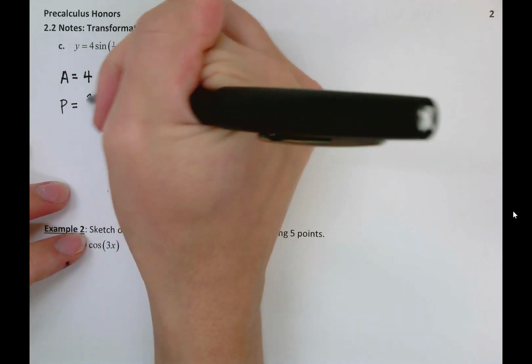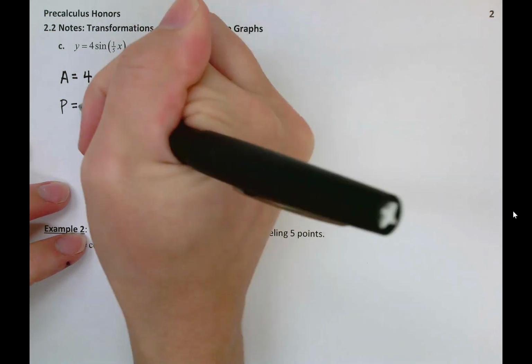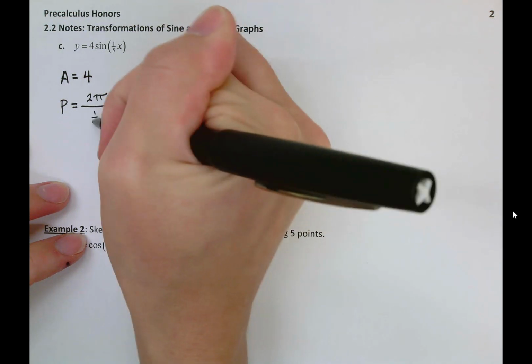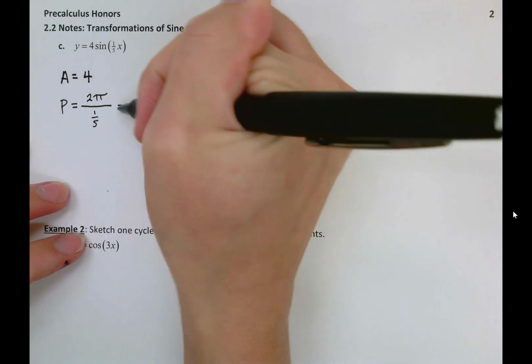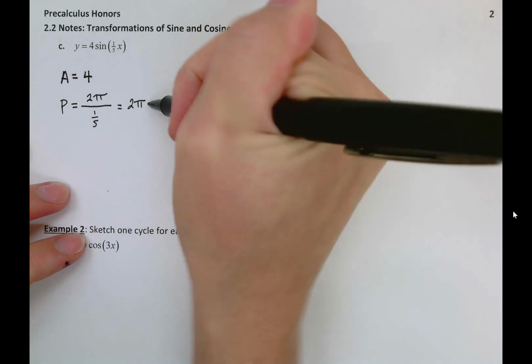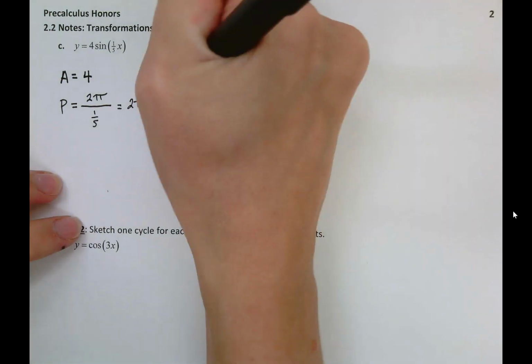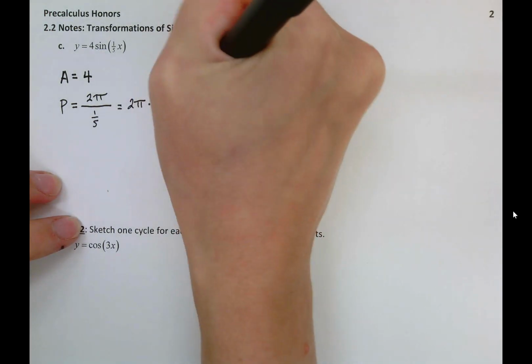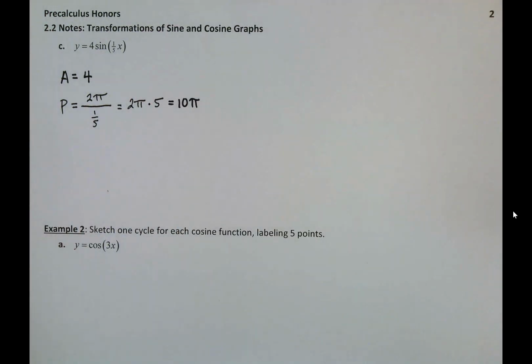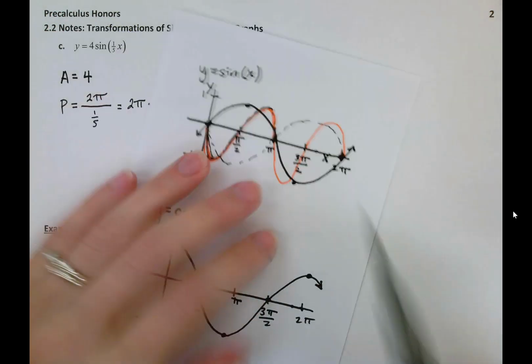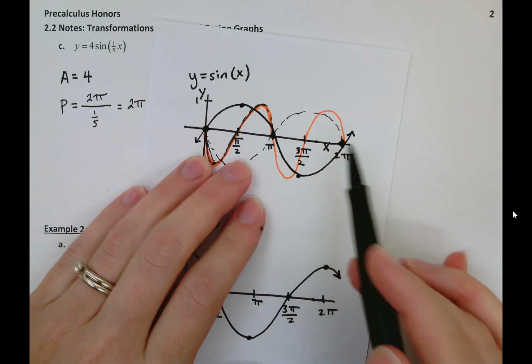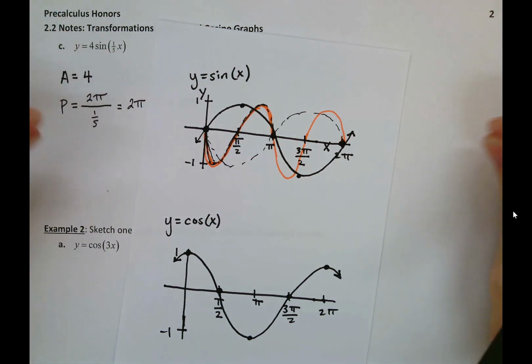So remember, to find the period, we have the period of sine is 2 pi, and then we're dividing by that 1/5. In other words, if you're dividing by 1/5, you're really multiplying by a factor of 5. So we're going to actually get a bigger period than the 2 pi. So we're going to have a period of 10 pi. So that means that we're going to have that one whole cycle span 10 pi. So it gets really, really stretched out.